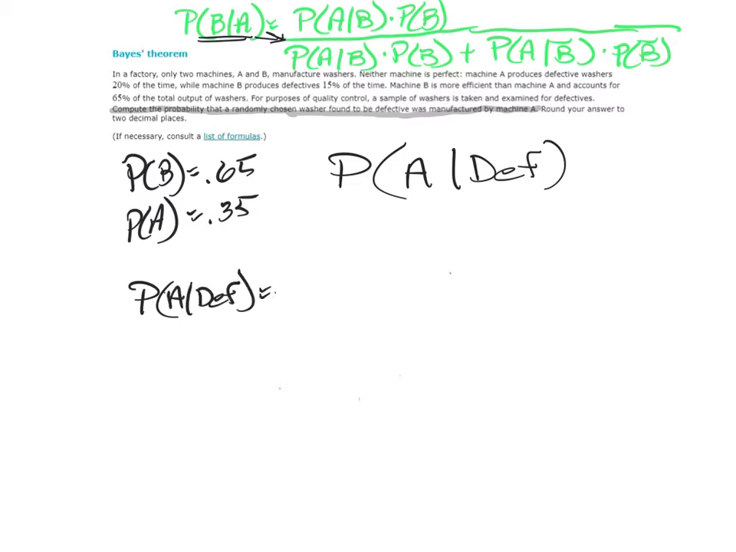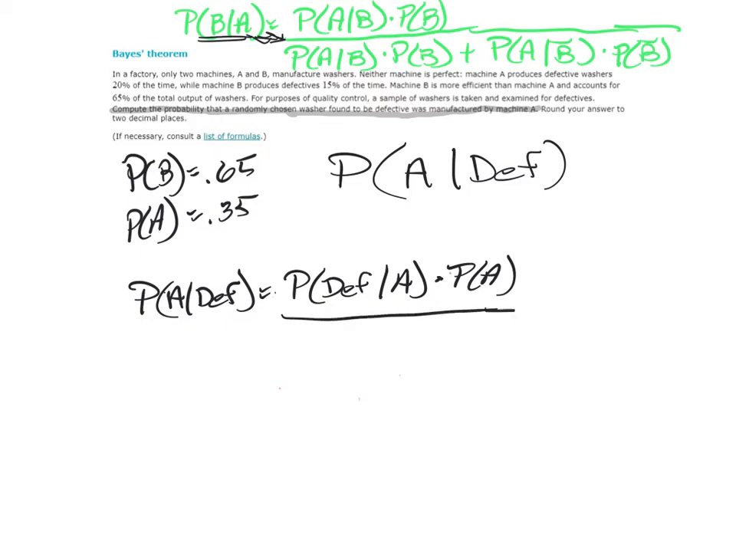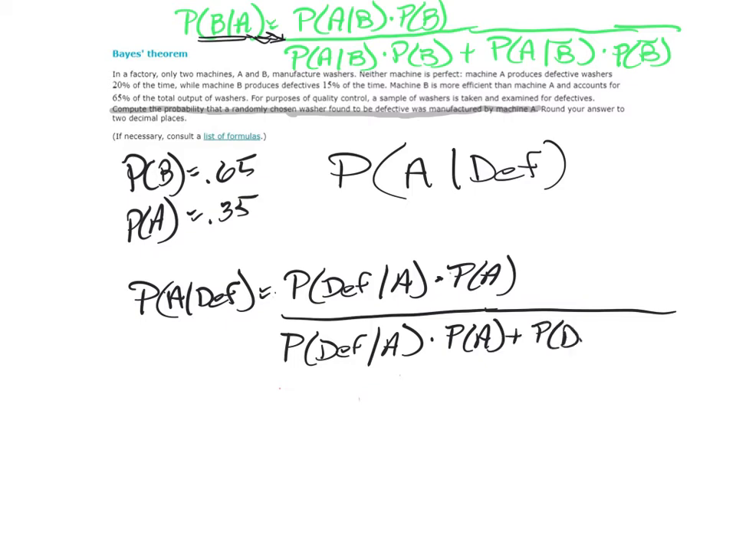And if I plug it into this formula up here, it would be the probability of being defective given it's coming from A times the probability of A, over exact same down here, plus the probability of it being defective coming from the other machine, which is B, times the probability of B. Okay, so then it's just a matter of plugging stuff in.